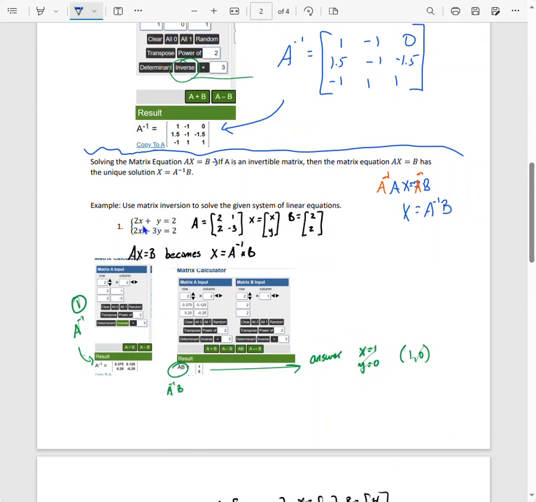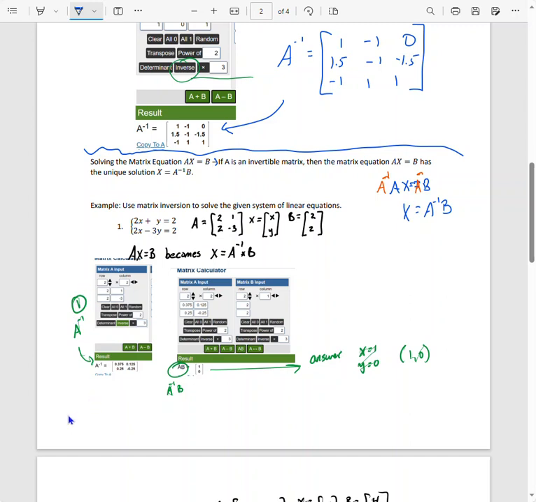So I have the system of equations 2x plus y equals 2, 2x minus 3y equals 2, and I take my coefficients, 2 and 1 for my first row. Second equation gives me my second row, 2, -3, those are my coefficients. My variables are x and y, so I make a column matrix of my variables, and my answers matrix will be 2, 2. In order to solve AX equals B, I'm going to solve X equals A inverse times B.